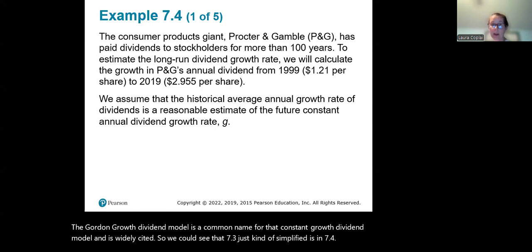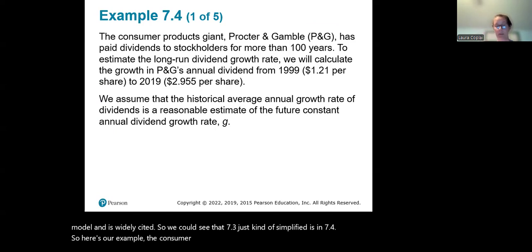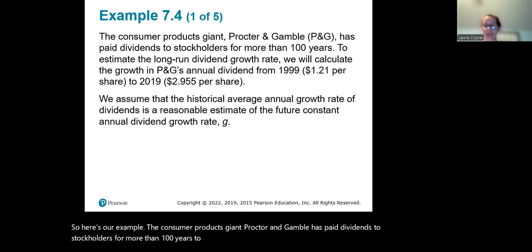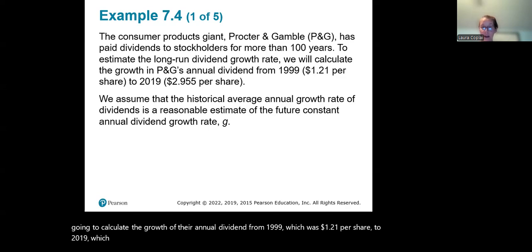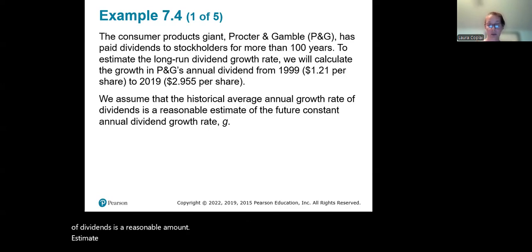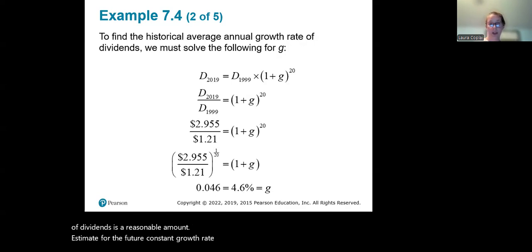So here's our example. The consumer products giant Procter & Gamble has paid dividends to stockholders for more than 100 years. To estimate that long-run dividend growth rate, we're going to calculate the growth of their annual dividend from 1999, which was $1.21 per share, to 2019, which was $2.95 per share. We assume that the historical average annual growth rate of dividends is a reasonable estimate for the future constant growth rate, g. So to find that historical average annual growth rate of dividends, we have to solve for g.